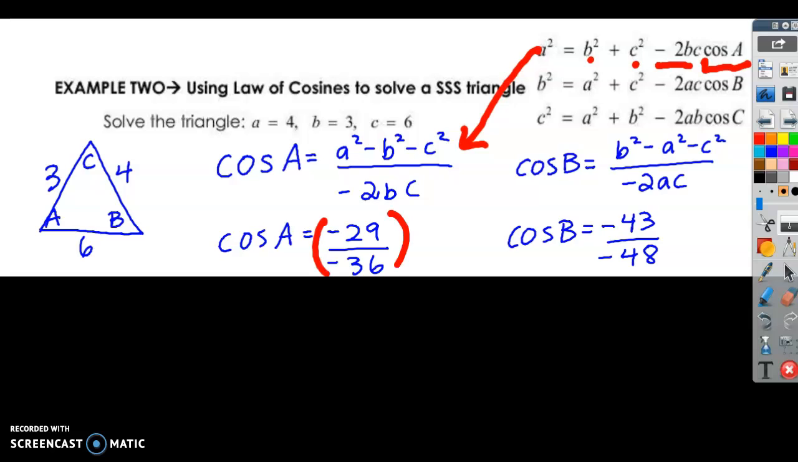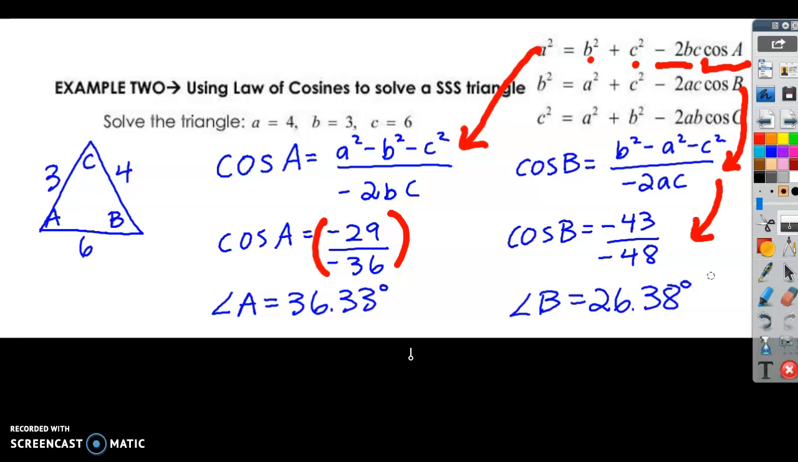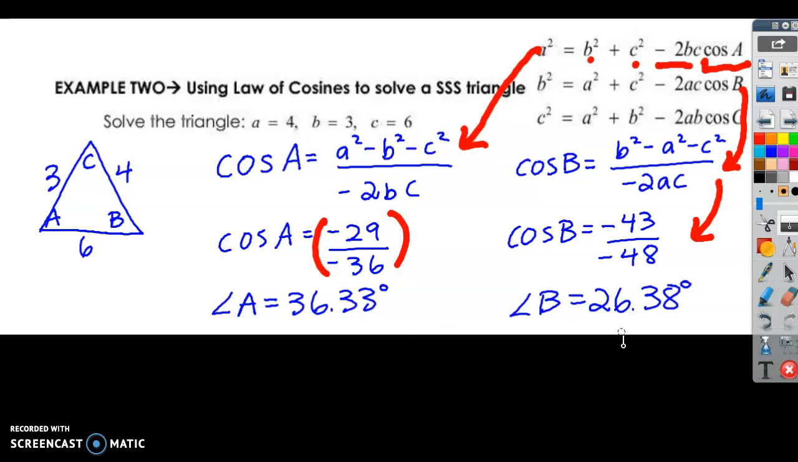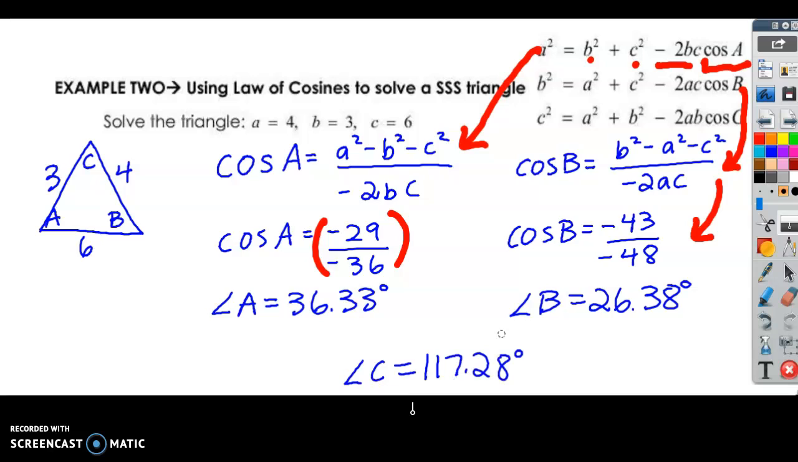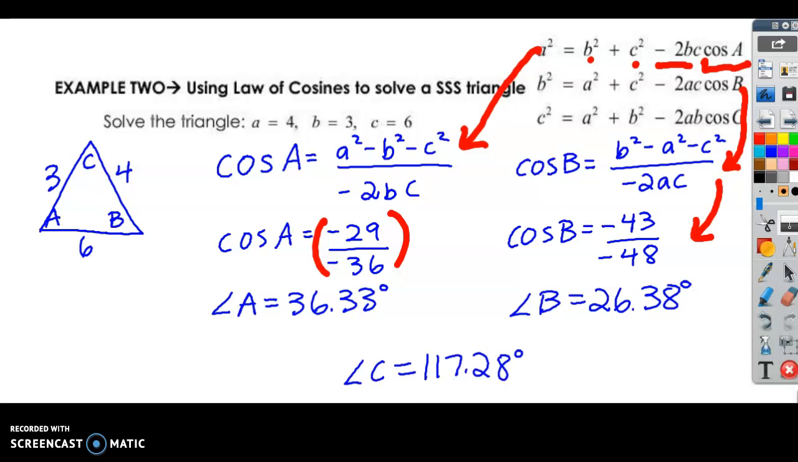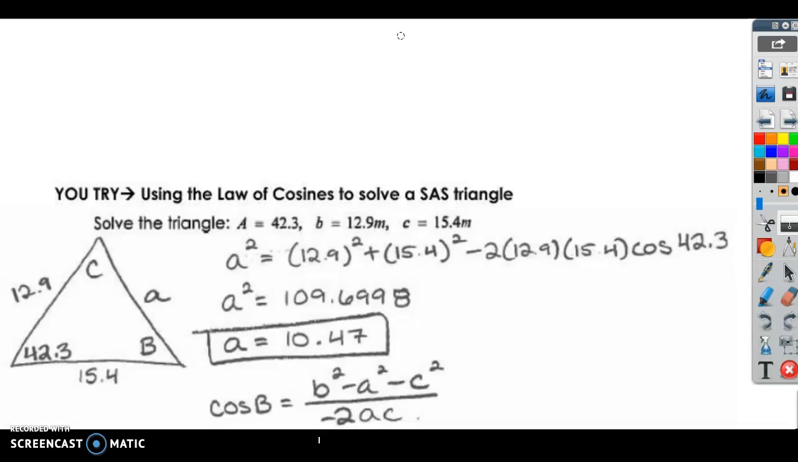For the measure of angle B, we use the second formula. We isolate cosine of B and plug the values in. You should get this, and you might have to press pause to make sure you do get that. Then you do the inverse cosine of 43 over 48. Once you get those values, and we're dealing in degrees here, you can subtract those two numbers from 180 to get the missing angle C.